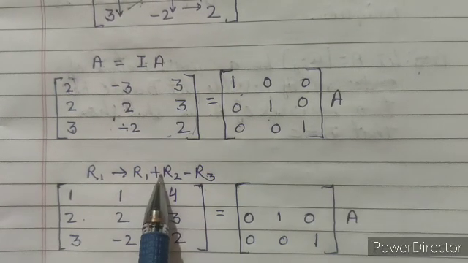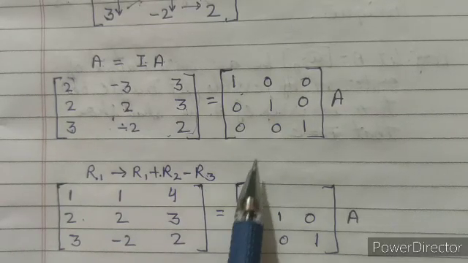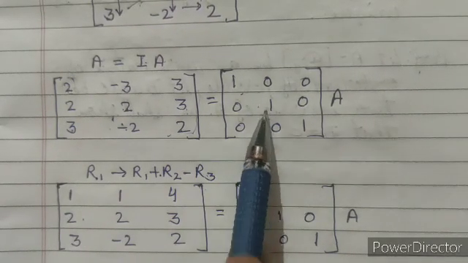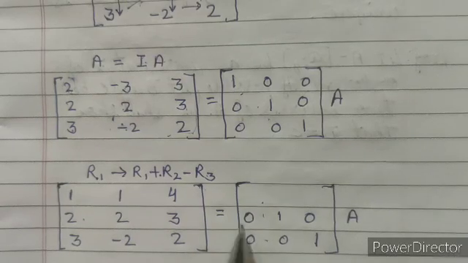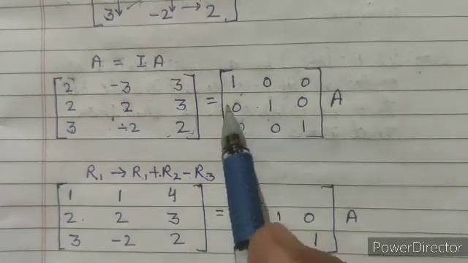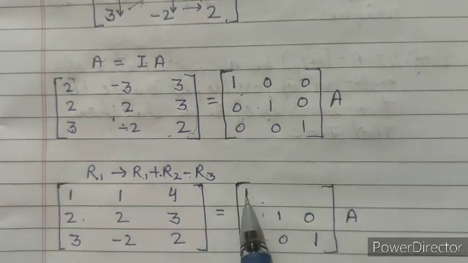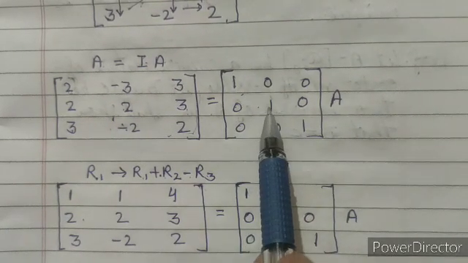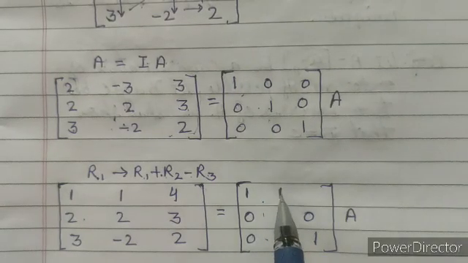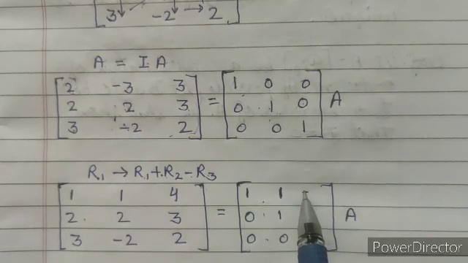We will apply the same transformation to the right hand side. Here row 2 and row 3 will remain the same. Now we will convert row 1 to row 1 plus row 2 minus row 3, and this will give us 1 plus 0 minus 0 will be equal to 1. 0 plus 1 minus 0 will again be equal to 1, and 0 plus 0 minus 1 will give us minus 1.